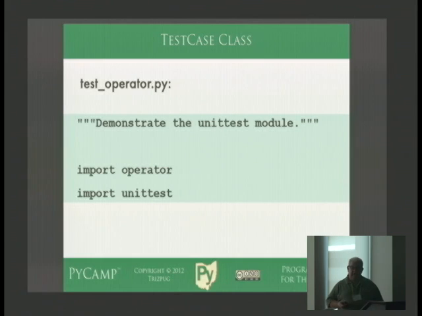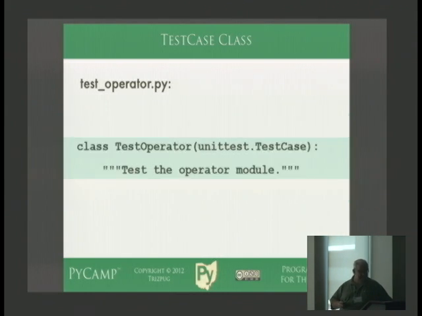And so our test_operator script starts off first with a docstring, telling us what we're going to do. We're going to demonstrate the unittest module, and then we're going to import the operator module because that's the code we're going to test. So we need to have that within our namespace, and we're also going to import the unittest module. So the code under test is being imported, and the code being used to do the testing is also imported.